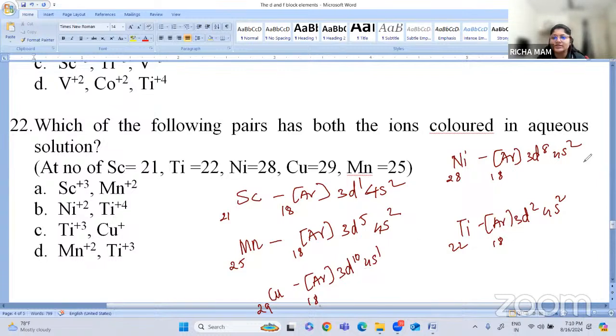Okay, so let us write now. Scandium in its plus 3 state, it will be what? Scandium will be 3d0, because all the electrons are gone. So it will be 3d0 system. Then Mn plus 2. Mn plus 2 will be 3d5 system. Mn plus 2, 3d5 system.